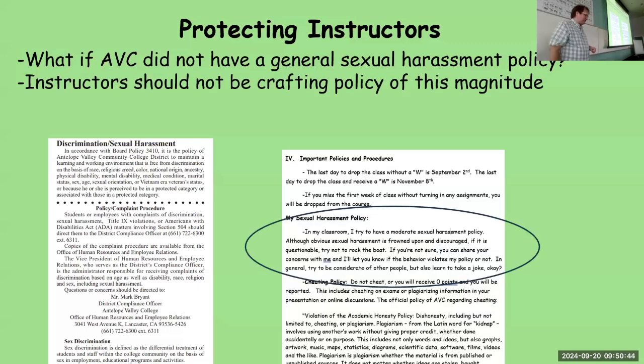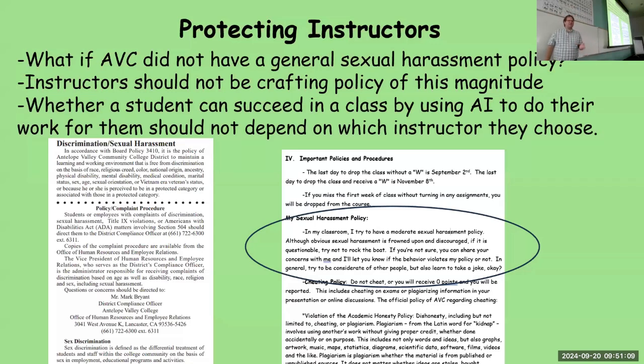We shouldn't have a situation where instructors are crafting policy of this magnitude. Like, you don't want instructors to have their own sexual harassment policies. You know, in my classroom, I try to have a moderate sexual harassment policy and so on, where teachers differ in how they enforce sexual harassment rules from one instructor to another. For things really important, it helps that the college sets the policy. And whether a student can succeed in a class by using AI to do their work for them should not depend on which instructor they choose to sign up with. So we should have, I would argue, a strict no AI policy across the board.